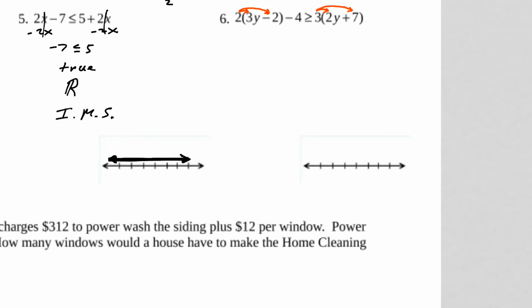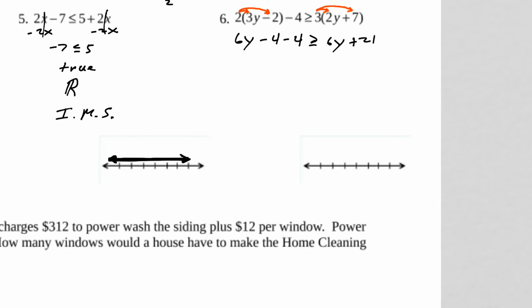I'm going to distribute on the left-hand side of the inequality and also on the right-hand side of the inequality. So I have a positive 2 times a positive 3y. That'll give me 6y. Then I have a positive 2 times a negative 2. That'll give me a negative 4. Then I'm going to bring down the minus 4. Then I'll bring down my inequality symbol. Then I'm going to distribute on the right-hand side. So I got positive 3 times positive 2y. That's 6y. And then I'm going to do a positive 3 times a positive 7. That is a positive 21.